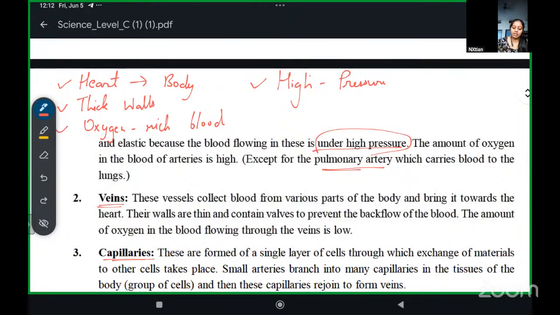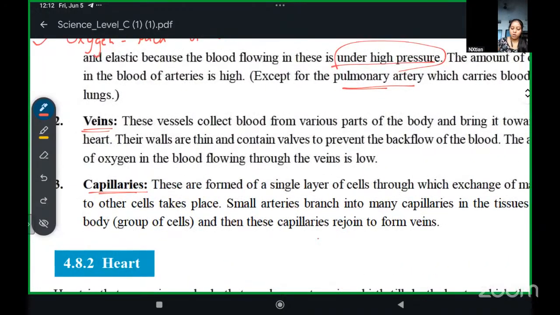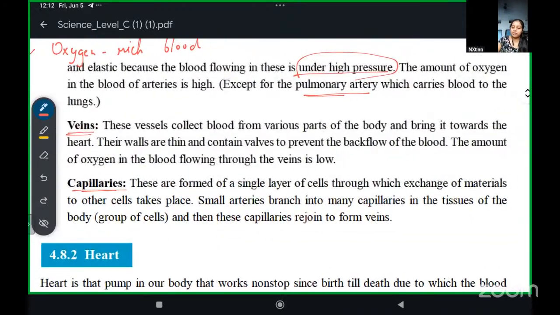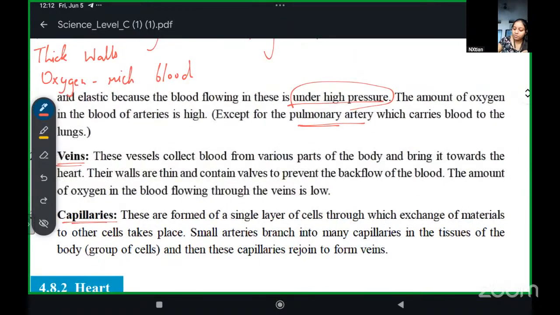Okay, now come to veins. Veins collect blood from various parts of the body and bring it towards the heart. Arteries take blood from the heart and take it to the body. Veins collect blood from the body and take it to the heart. From the body to the heart.